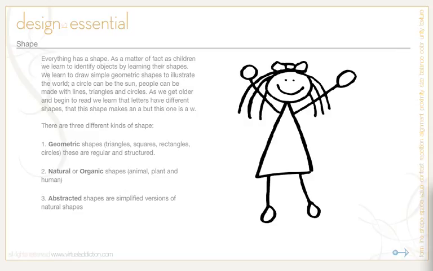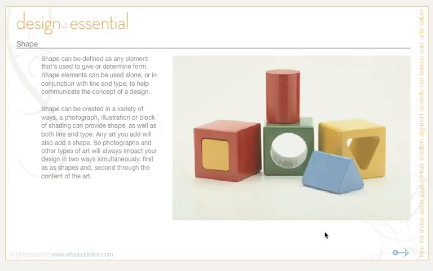There's static shapes, which are shapes that appear stable and resting. And then there's dynamic shapes, which are shapes that appear moving and active. Shape can be defined as any element that is used to give or determine form. Shape elements can be used alone or in conjunction with line and type, and these help communicate the concept of design. Shape can be created in a variety of ways.